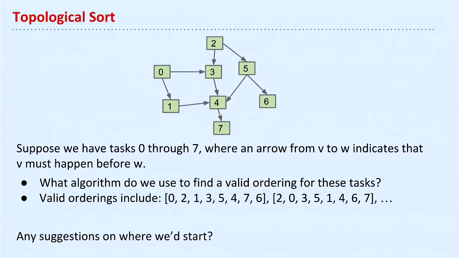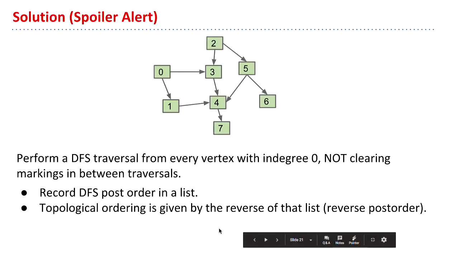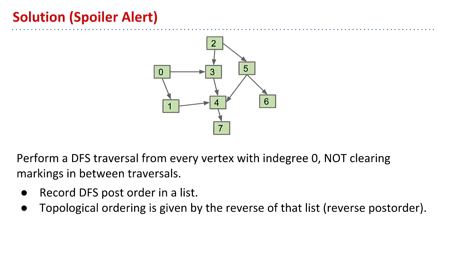Post order. Okay, so if you do the post order, you'll notice something really interesting. The post order, the first to finish is 7. So it's like where you end up is where you want to be last. So this is the spoiler. You got the right idea, which is you do a DFS traversal from every vertex with in-degree 0, and then you record the post order in a list, and then you give the reverse of that list as your correct ordering.